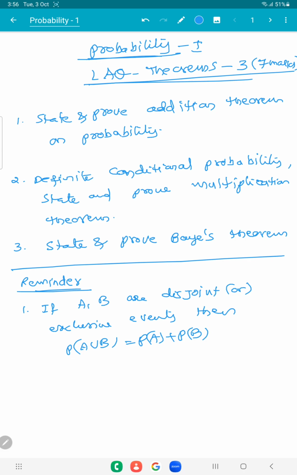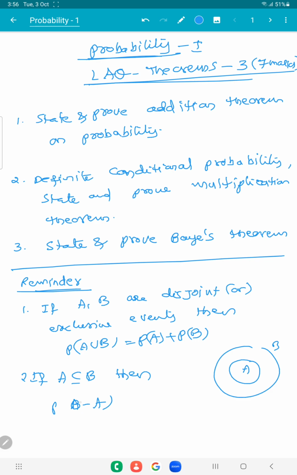Okay. The second one is that if A is a subset of B, then the probability of B minus A is equal to the probability of B minus the probability of A. Okay. These are the things that need to be remembered now. Now we know the third one, that the probability of the empty set, the impossible event, is 0.